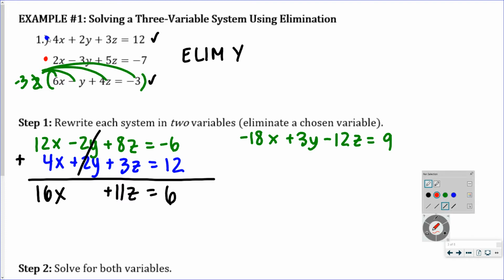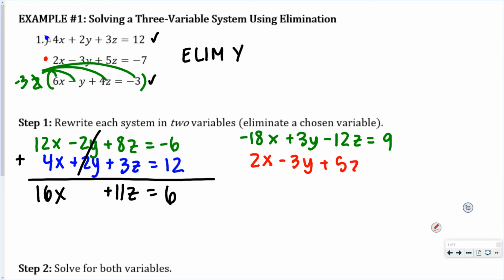I could have used the blue equation to eliminate it with the red one. It doesn't matter. You get to decide that. What does matter is that you use each equation at least once in this first step, meaning you have to eliminate y from all 3. Here's a mistake students often make. They'll choose to eliminate y, and then they switch up. They're like, actually, I'm going to eliminate x of these other 2. You have to eliminate the same variable from all 3.